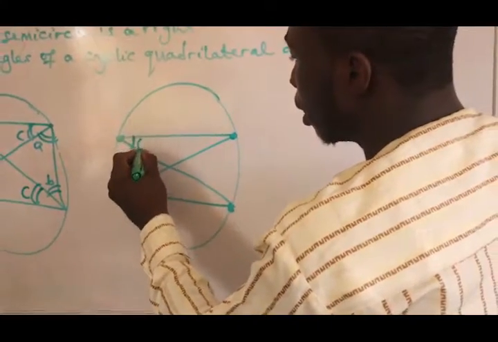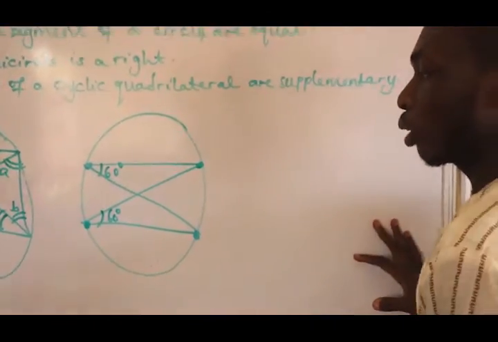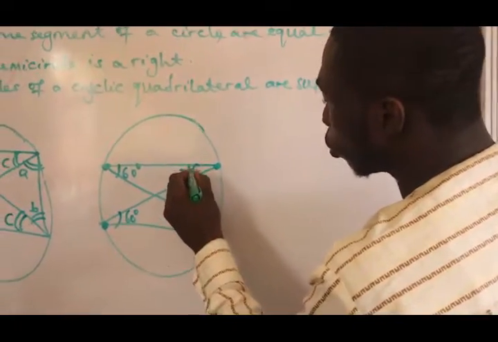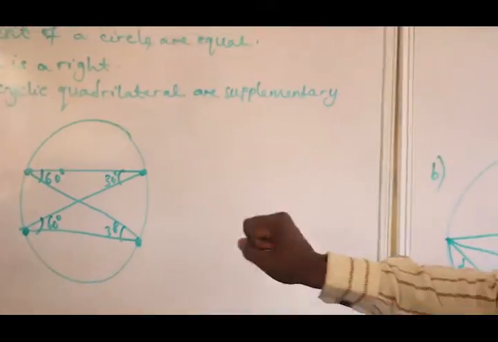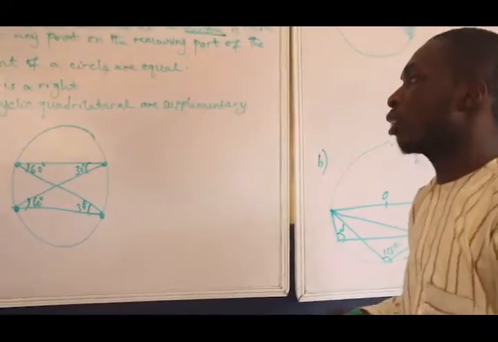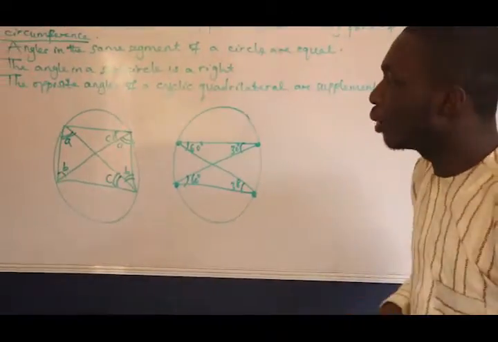So if you have 60 here, this place must also be 60 degrees. If you have 30 here, this place must also be 30 degrees. So that's what angle in the same segment is actually trying to explain to us. Now let's move to theorem 3.